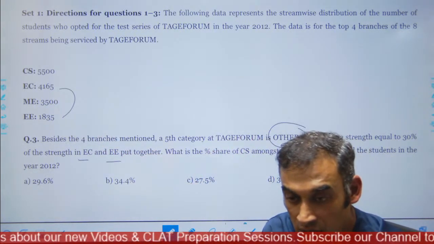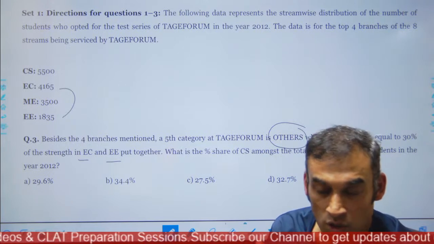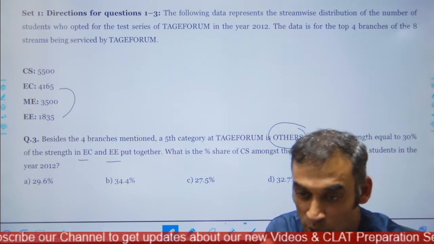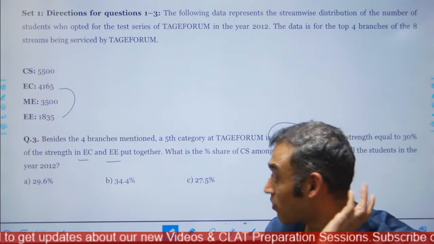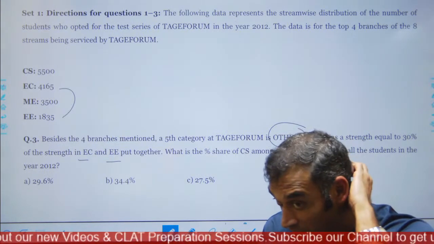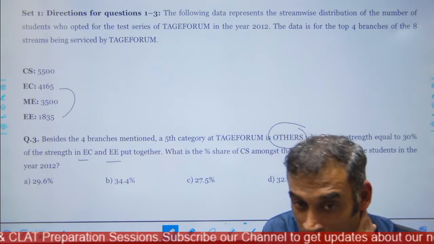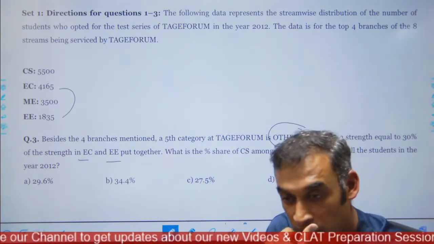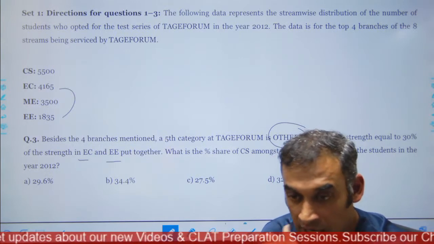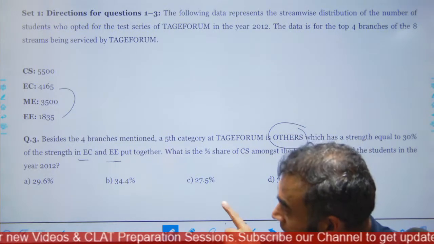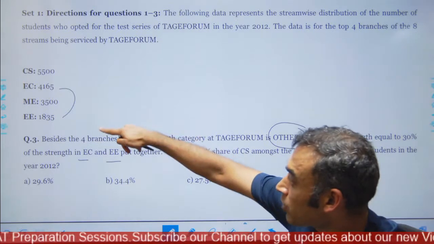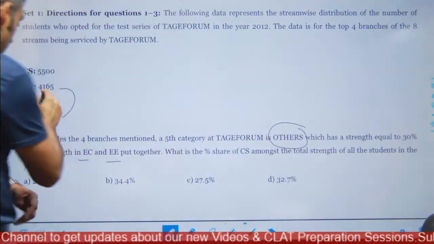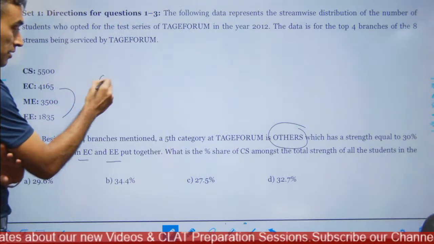If I get a confirmation from you guys that you have understood, it helps me move on. Otherwise, I have this at the back of my mind that you haven't understood. So just keep giving a thumbs up if you've understood. Otherwise, I'll go back and explain the point again, right? So here, EC and EE together is 4165 plus 1835, right? So this is 6K.